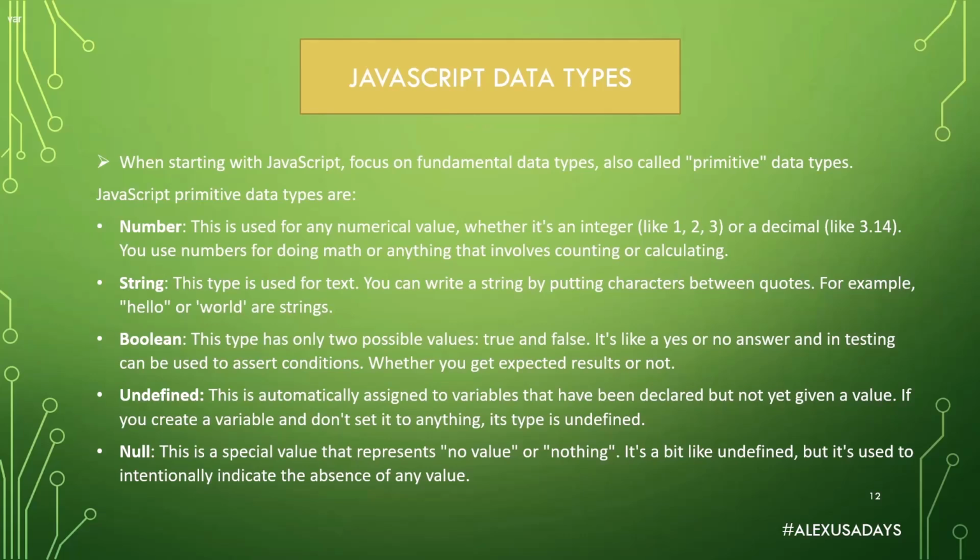This type has only two possible values. It's either true or false. It's like a yes or no answer, and in testing it can be used to assert conditions, whether you get expected results or not. The next one is undefined. This is automatically assigned to variables that have been declared but not yet given a value, and I will show you an example of that. If you create a variable and don't set it to anything, its type is undefined. And the last one is null. This is a special value that represents no value or nothing. It's a bit like undefined, but it is used to intentionally indicate the absence of any value. Okay, so let's get into code.